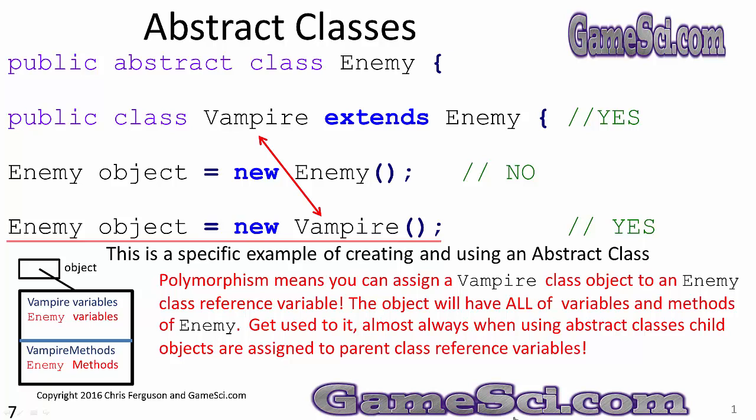So I've built this new vampire object and I'm showing it to you on the screen. And of course, since it is a vampire object, it will have vampire variables and vampire methods. That's a duh. But it will also have enemy variables and methods because vampire extends enemy. Since it has all the enemy's variables and it has all the enemy's methods, you can certainly assign a vampire object to an enemy class reference variable.